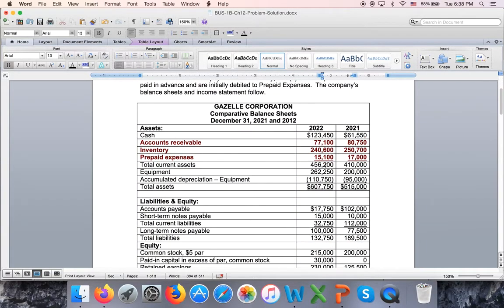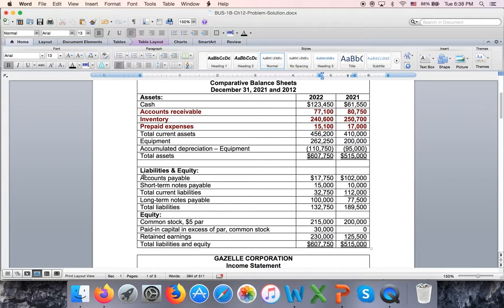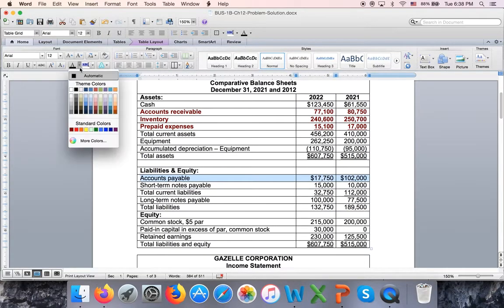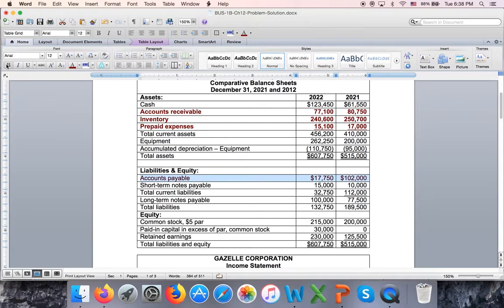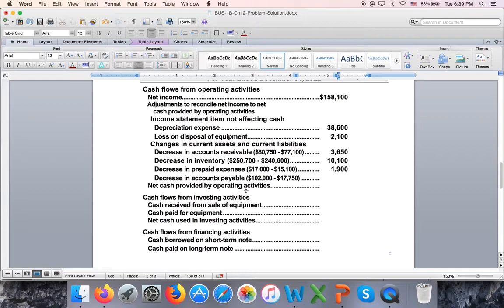Now, for current liabilities, I am only going to look at accounts payable. Remember, notes payable are not here, right? So here we go, accounts payable, what happened to them? They went down. When they went down, it means I paid them off. So that decrease needs to be subtracted, right?